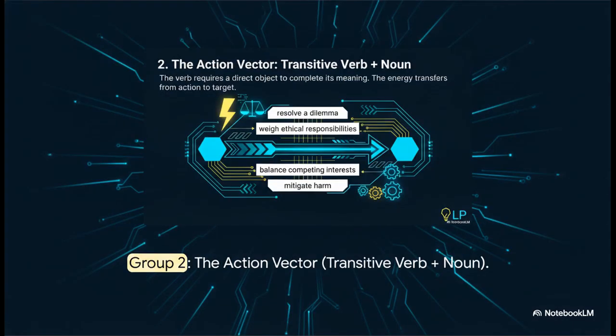Stepping up the ladder, we hit Group 2, the action vector. Here we pair a transitive verb with a noun. The strict grammatical rule of this group is that the verb requires a direct object to complete its meaning. You're basically transferring energy from the action directly to a target. Examples here would be to resolve a dilemma, weigh ethical responsibilities, or mitigate harm. You're actively doing something to a specific concept.